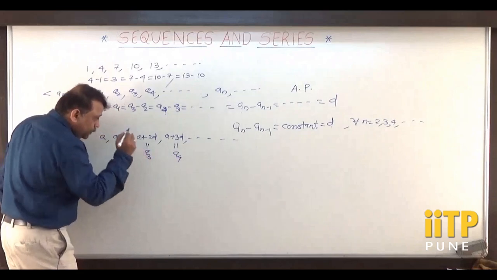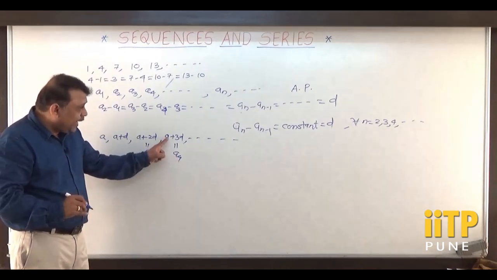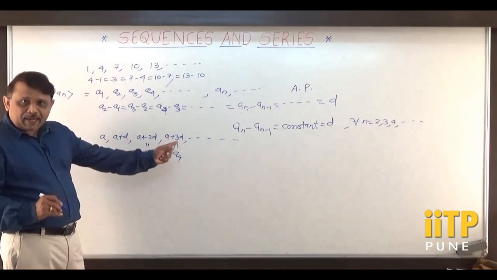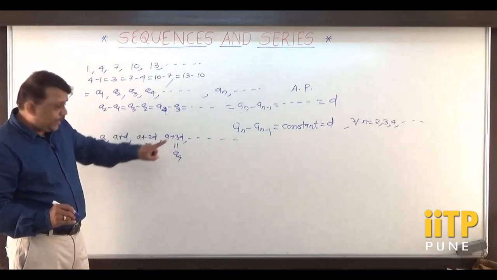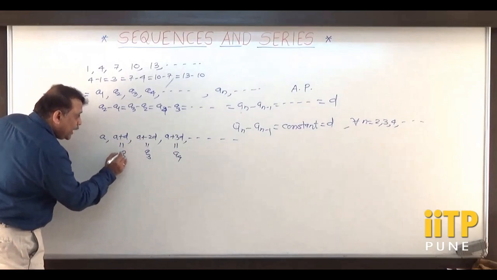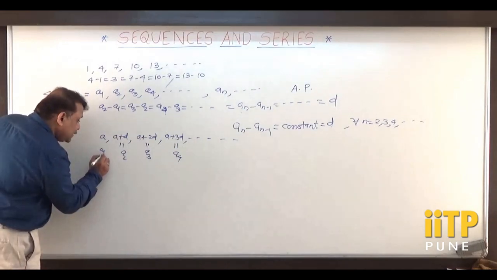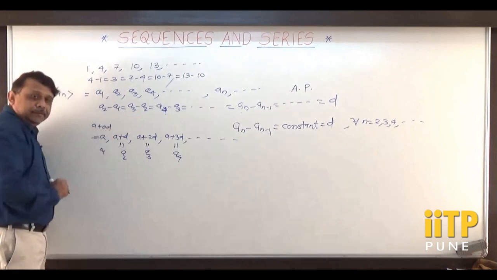Suppose this is the fourth term. Suppose this is the third term. So when I write A4, the fourth term, I see that A and D are everywhere. But when this is 4, here I am writing what? 3. When this is 3, here I am writing what? 2. When this is 2, I am writing 1. And when this is A1, I am writing A plus 0D.